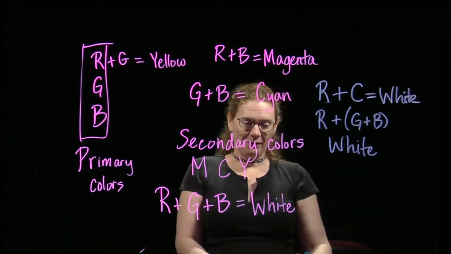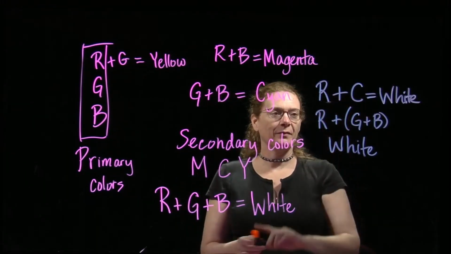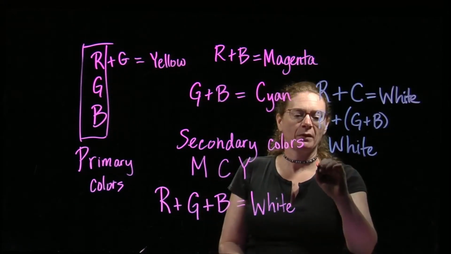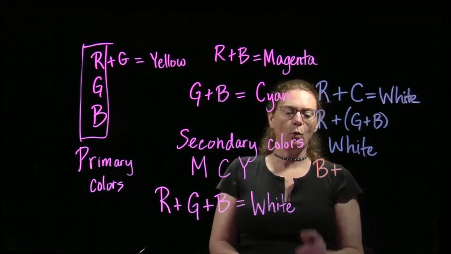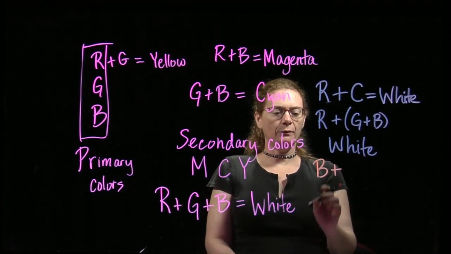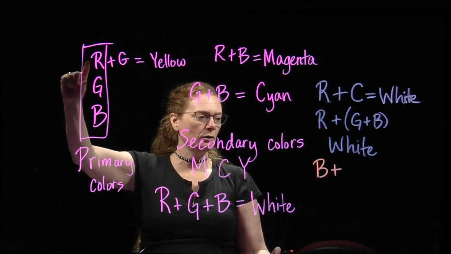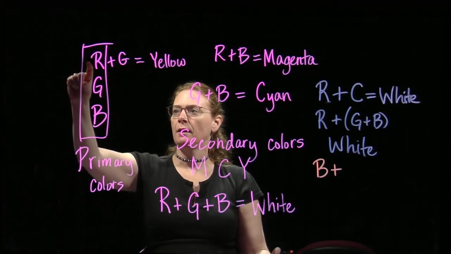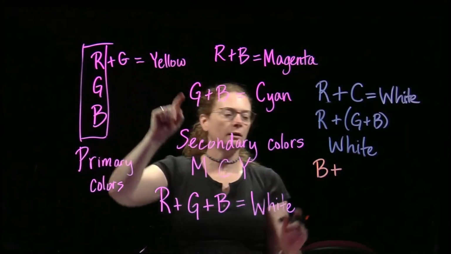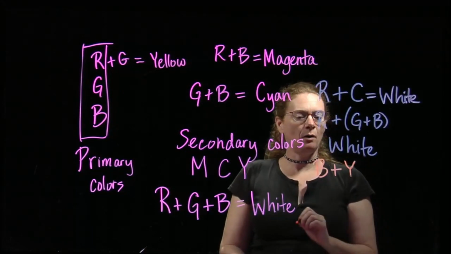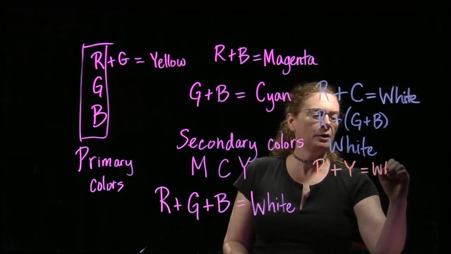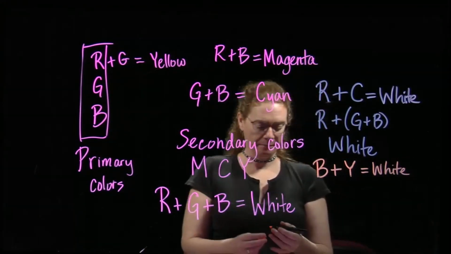All right, we have red and cyan. Those would add up to white. Blue plus what? Well, if I have blue, what am I missing? I need the red and the green to add up to white. Well, what's red and green? It'd be yellow. So blue plus yellow, overlapping those colors would get me white light.